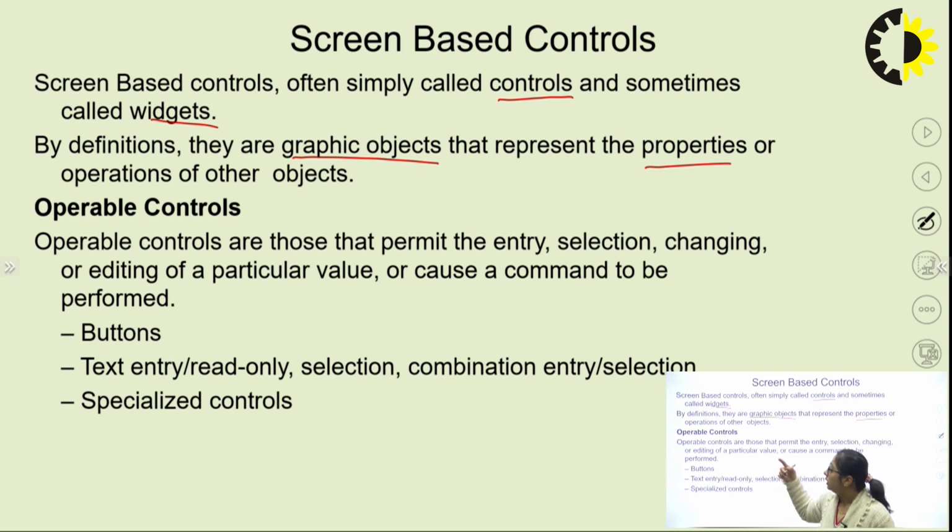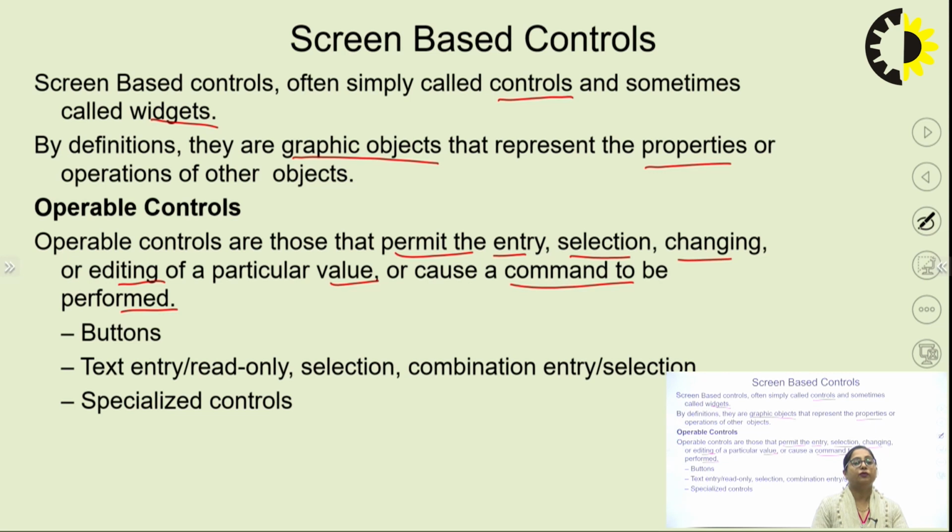Operable controls are those which operate something. Operable controls permit entry: you can enter something, select something, change something, or edit a particular value, and cause commands to be performed. Operable means controls from which we operate. We permit entry, we permit selection, and we permit editing of a particular value. That's why it is known as an operable control.